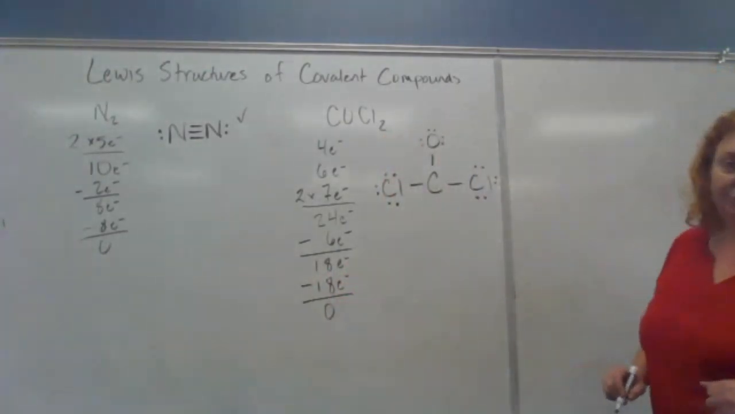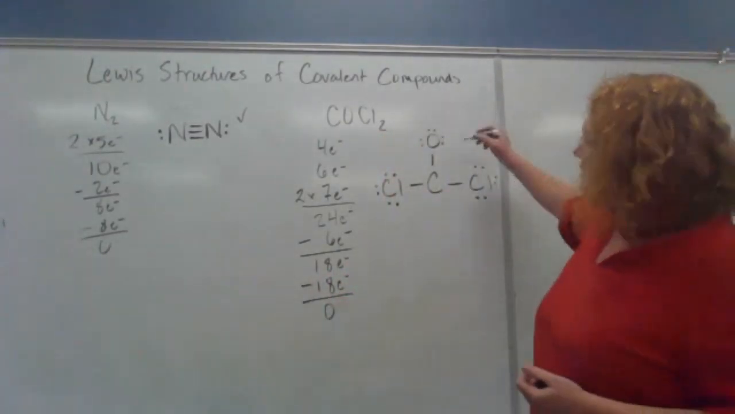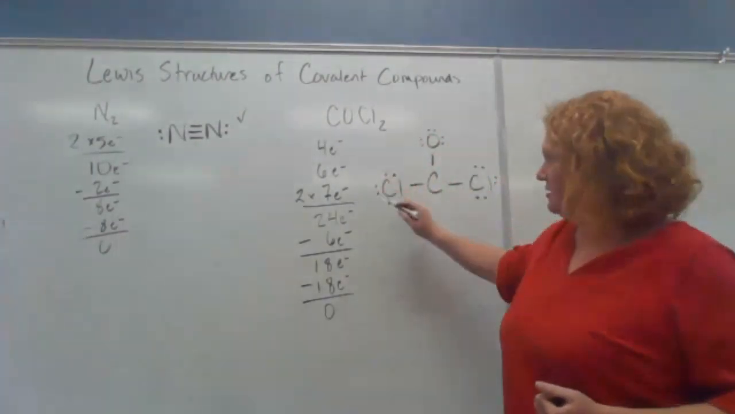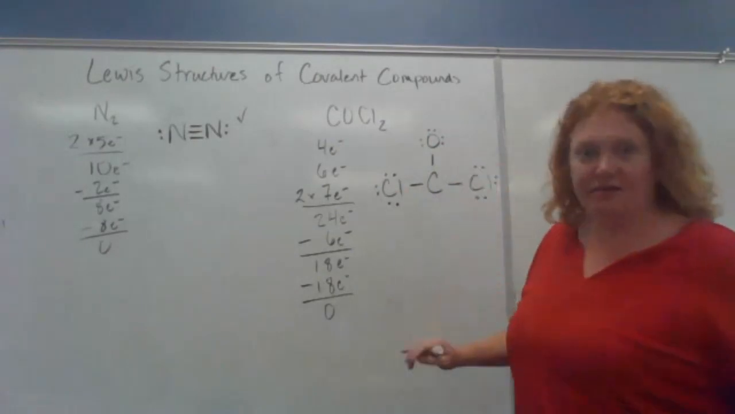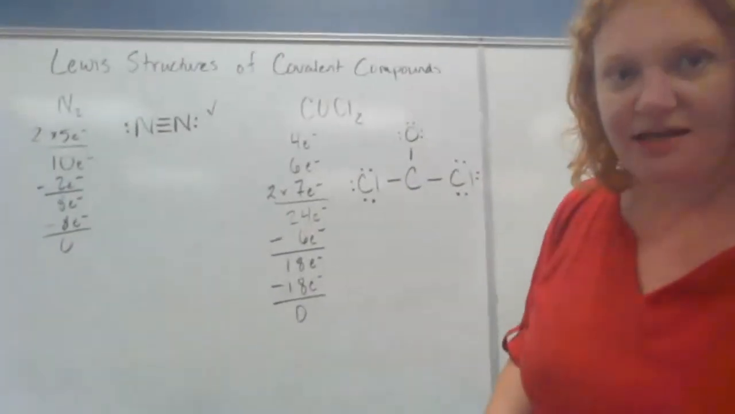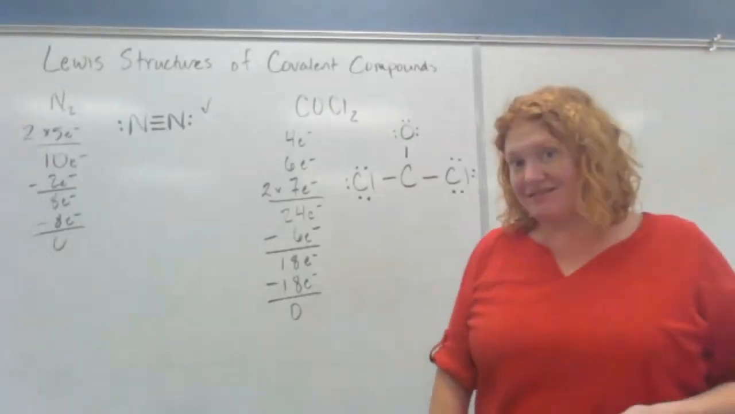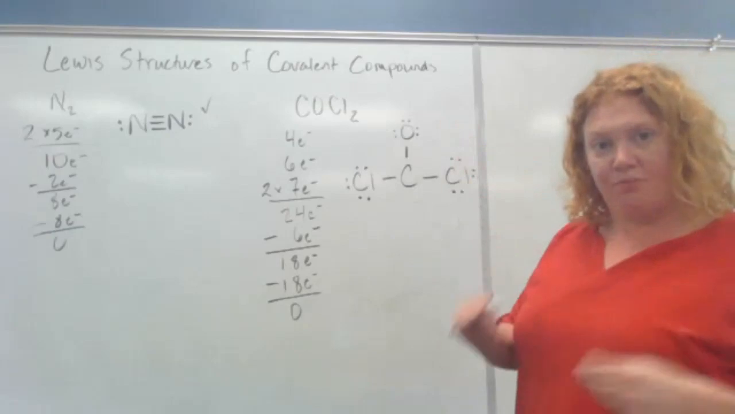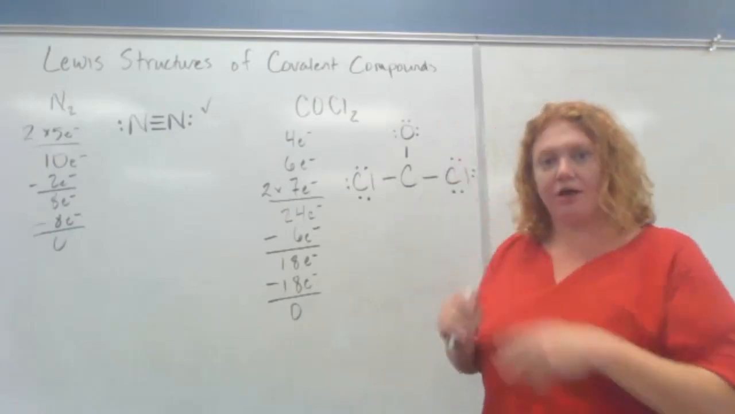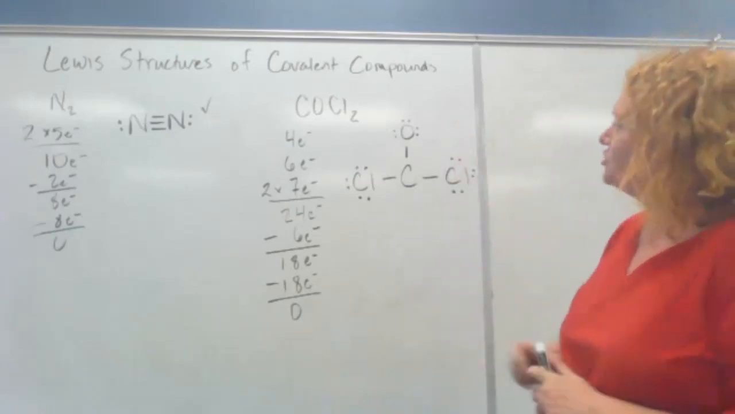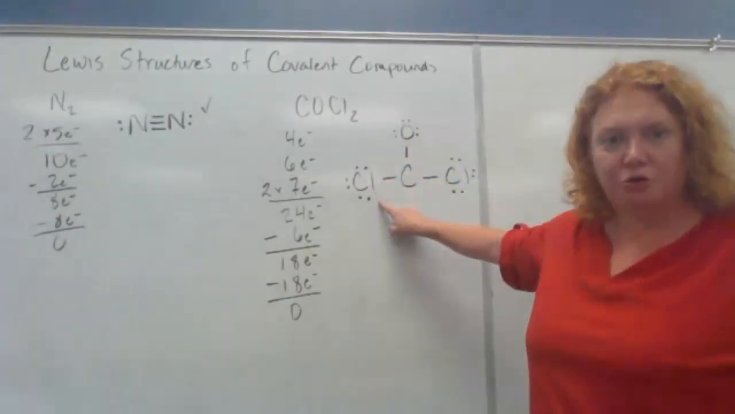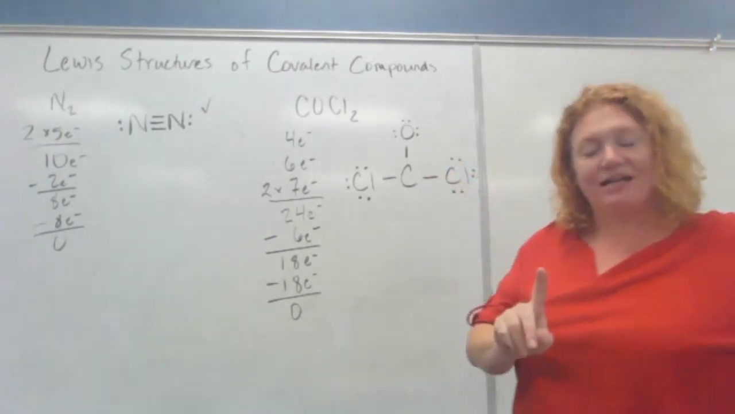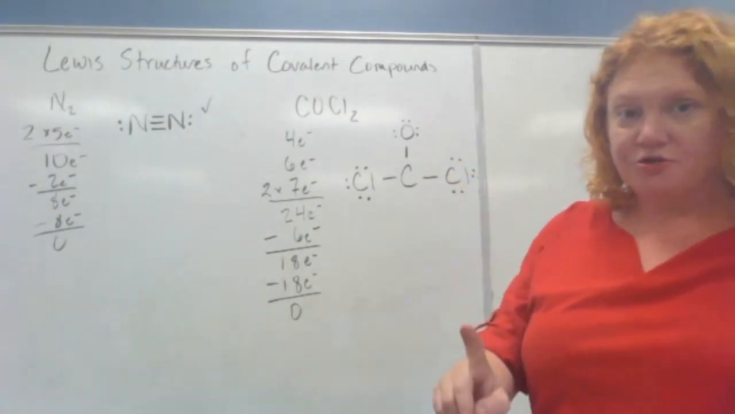And then you check the octet rule for everything. This oxygen has an octet. This chlorine has an octet. This chlorine has an octet. That carbon in the middle does not have an octet, and carbon must have an octet. So what can we do? We have to move a lone pair and turn it into a bonding pair. Now, which lone pair are we going to move? Should we move one from the oxygen or one from the chlorine? The answer is to move one from the oxygen. There is a reason why, and it has to do with something called formal charge.